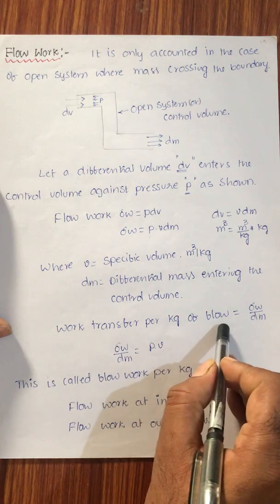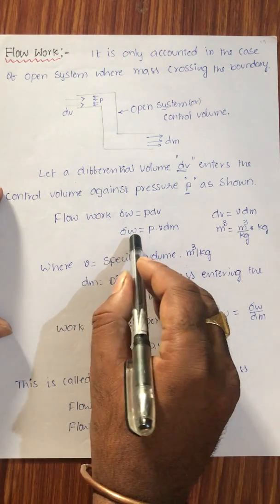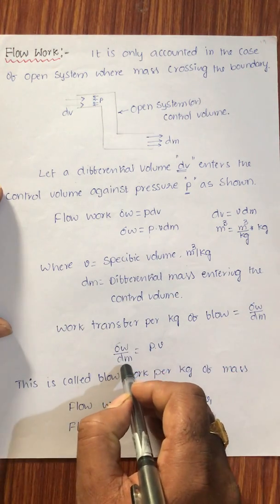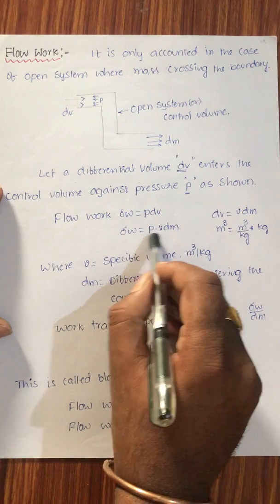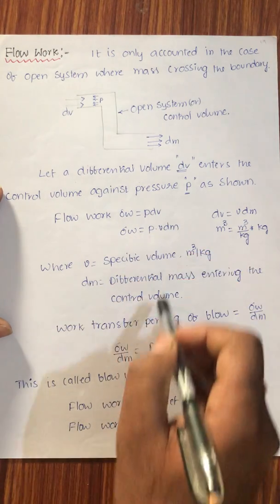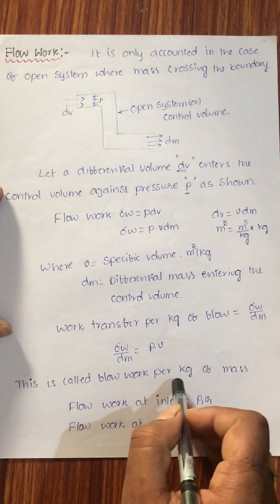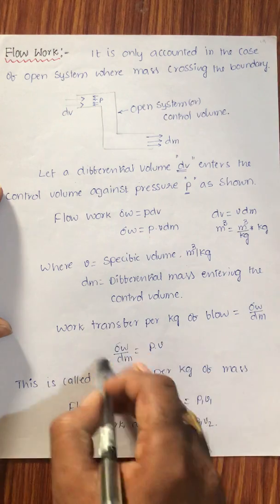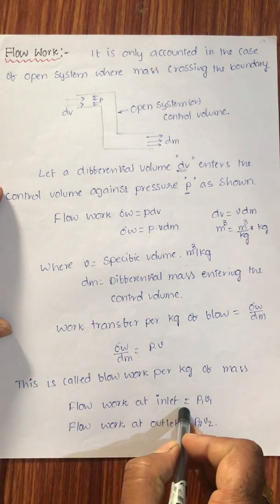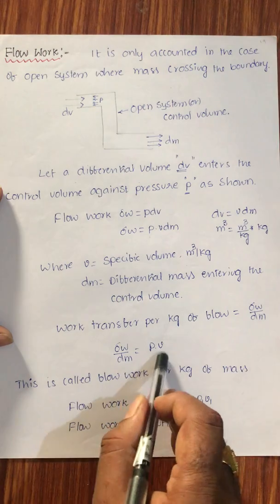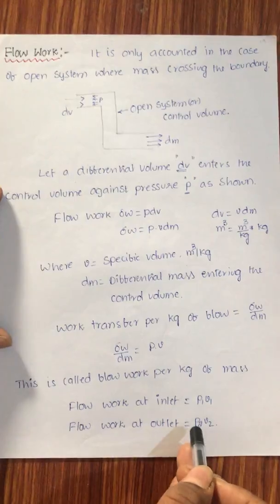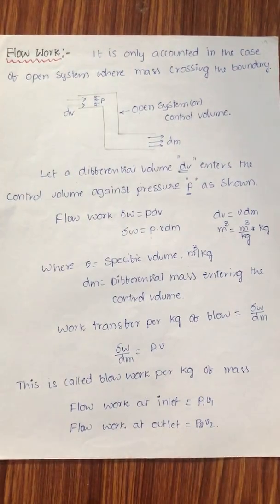Then work transfer per kg of flow means delta W by dm. If I divide by dm here, this dm cancels and we get Pv. This is called flow work per kg of mass. This is the total flow work, and this is flow work per kg of mass. Then flow work at the inlet of the system is equal to P1 V1, and flow work at the outlet of the system is P2 V2. If you want, in between you can consider any other state and write the flow work there also. This is about the flow work.